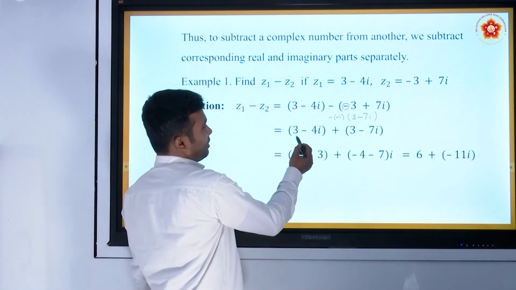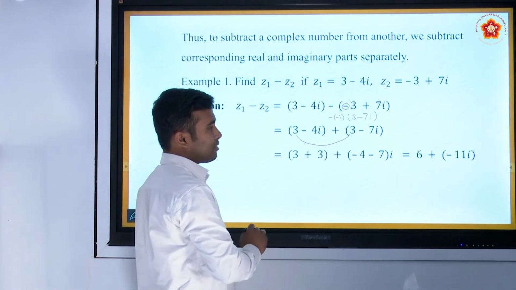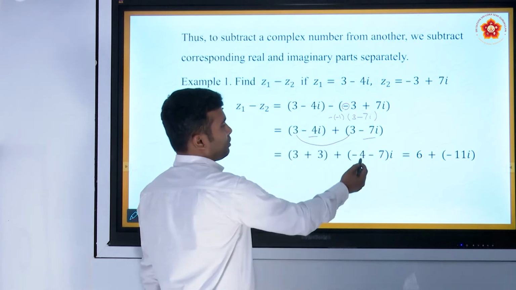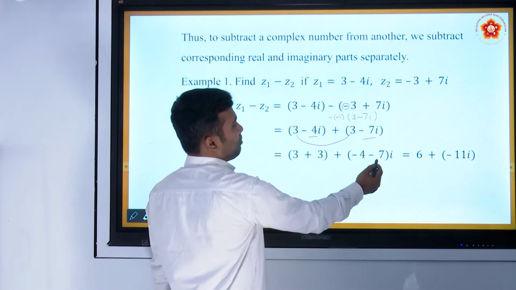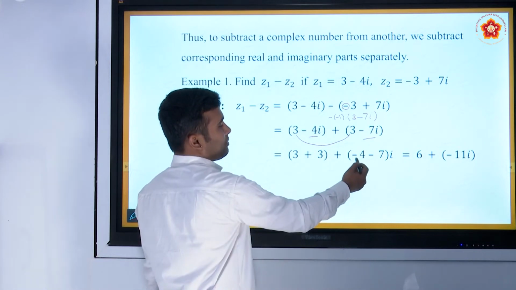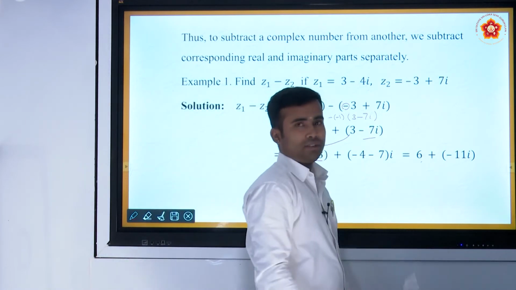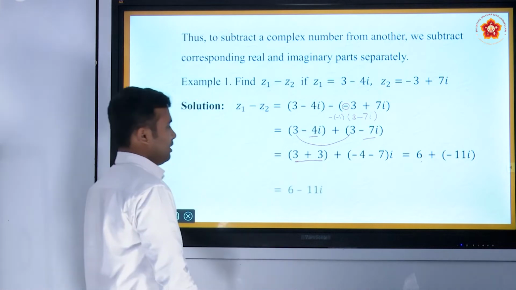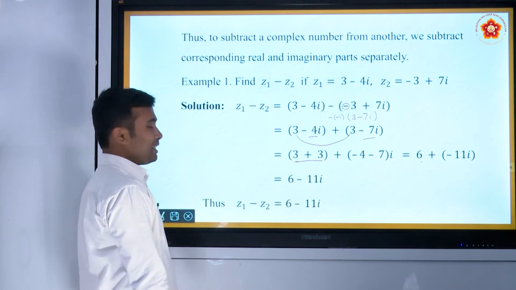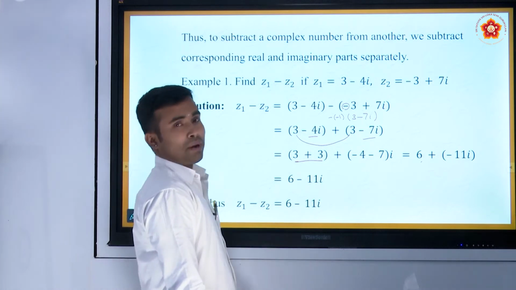Here the corresponding real parts are these two, 3 plus 3, and the corresponding imaginary parts are minus 4i minus 7i. So you do it together, minus 4 minus 7, taking i common from these two terms. So 3 plus 3 will be 6, minus 4 minus 7 will be minus 11, and that can be rewritten as 6 minus 11i. That gives the subtraction of these two complex numbers, Z1 minus Z2, equal to 6 minus 11i.